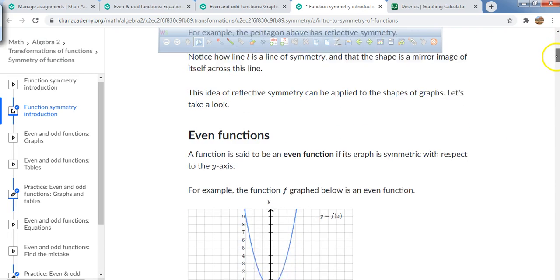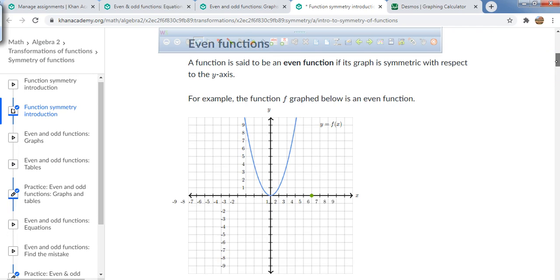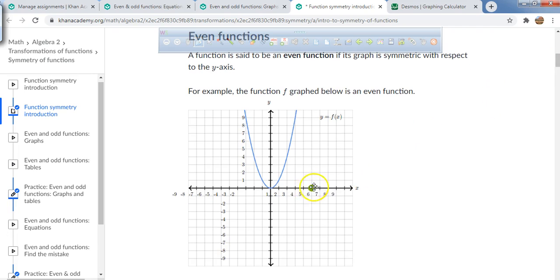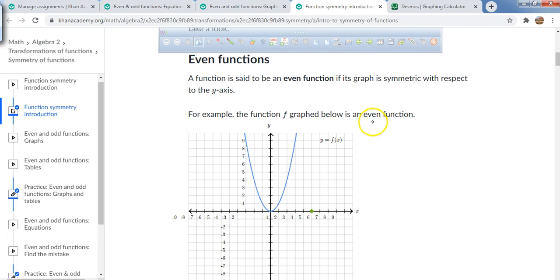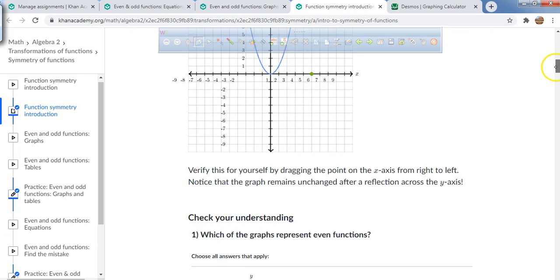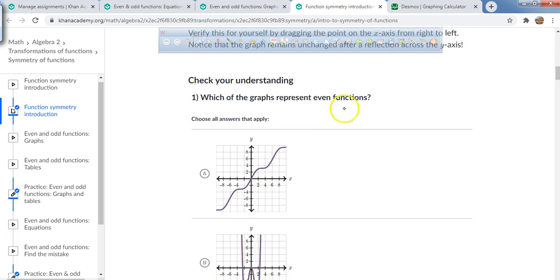We also have functions that are reflected across, say, the y-axis. So right here you can kind of see that this graph, no matter what I do, is reflected across the y-axis. So what does that mean? If it reflects across the y-axis, it's considered to be an even function, if it's symmetrical with respect to the y-axis. So right now, it says which graphs represent even functions.